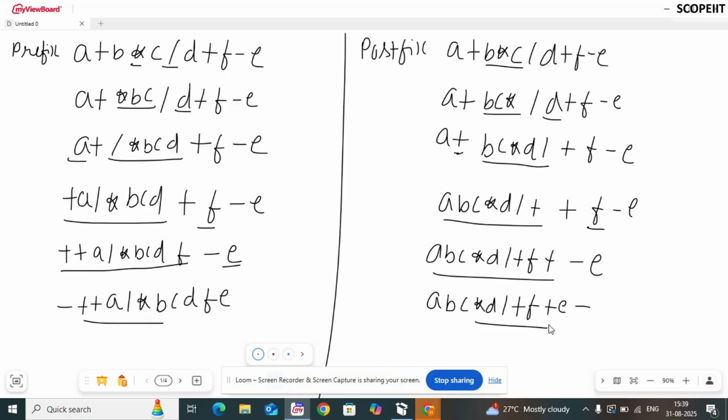I hope it's clear. It's very important for your UGC NET, GATE, PGCET or entrance exam where you have stack or application of stack in your syllabus. Okay, now we'll solve some questions based on this topic.